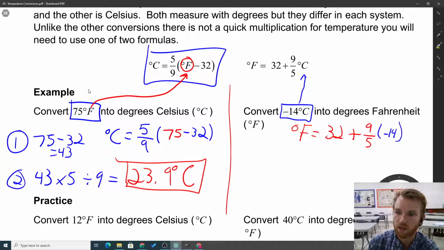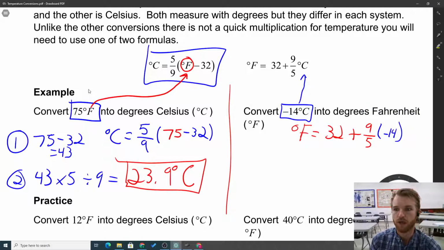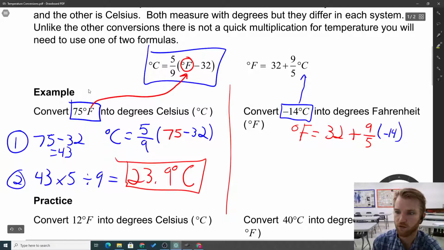Okay, so this is the two steps you need to do in your calculator. You have to do this part first, then add your 32. Otherwise, your answer will be wrong. Okay, so this is how I would do it in my calculator.